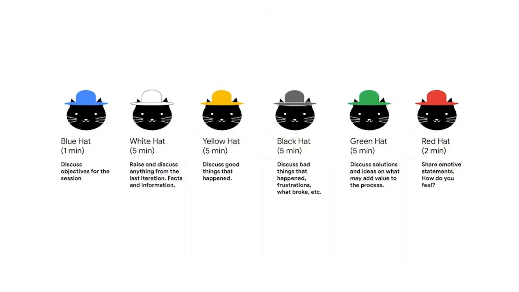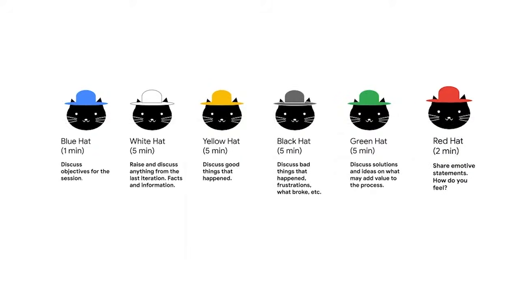One of my favorite retrospective techniques is called the 6 hats thinking technique. In this technique, each team member chooses a different hat to explore the subject of the retrospective. The different hats each involve a different objective, like discussing positives or negatives that happened during the sprint, or sharing emotive statements. This helps ensure that the team takes a well-rounded approach to the retrospective.